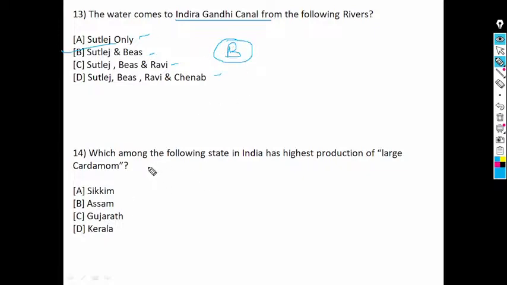We'll discuss which among the following states in India has the highest production of large cardamom: Sikkim, Assam, Gujarat and Kerala. The largest cardamom producer is A, Sikkim.